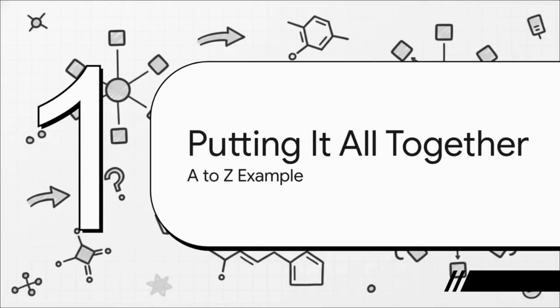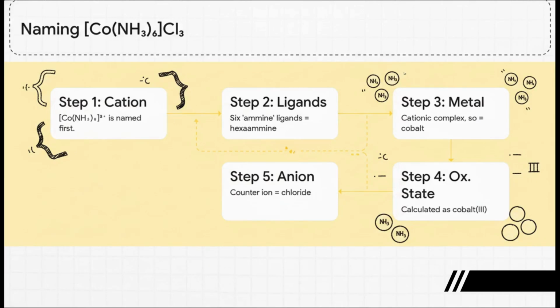Okay, let's do one more, a full example from start to finish just to lock this whole process into your brain for good. Let's run the checklist. Step 1, cation first. That's the part in brackets. Step 2, ligands. 6 ammines becomes hexaammine. Step 3, metal. It's a positive complex, so it's just plain old cobalt. Step 4, oxidation state. 6 neutral ammines, 3 minus 1 chlorides. The cobalt has to be +3, so III. And step 5, the anion is chloride. Put it together, hexaamminecobalt(III) chloride.